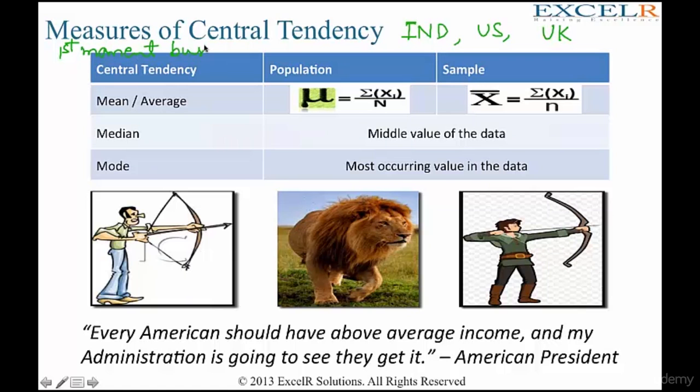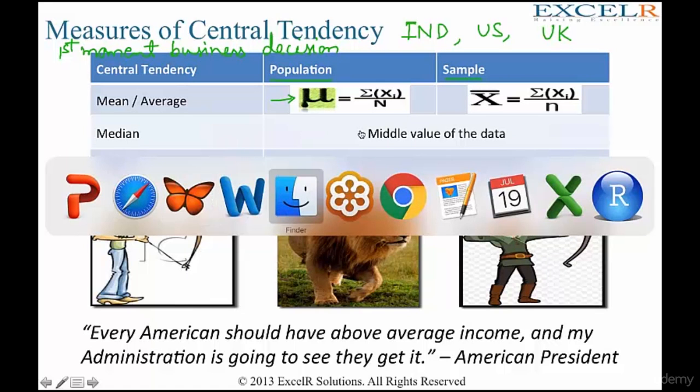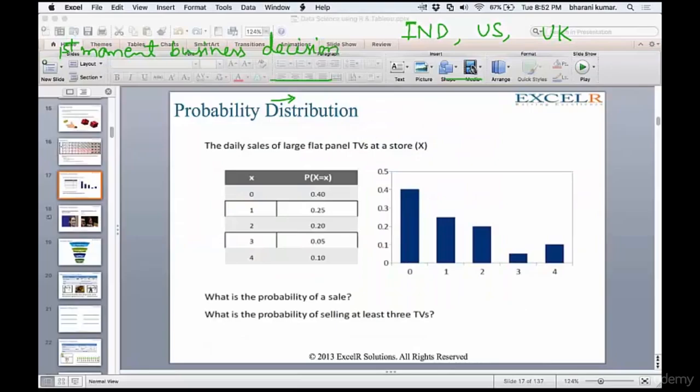business decision. First moment business decision. And as I've told you, population parameters are always represented using Greek letters as opposed to sample statistics. So we'll discuss these using the Excel sheet.